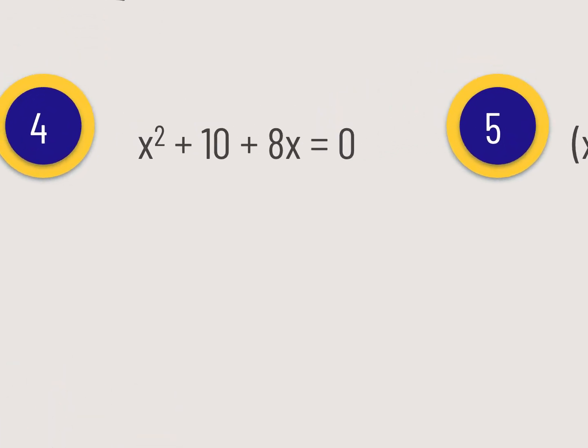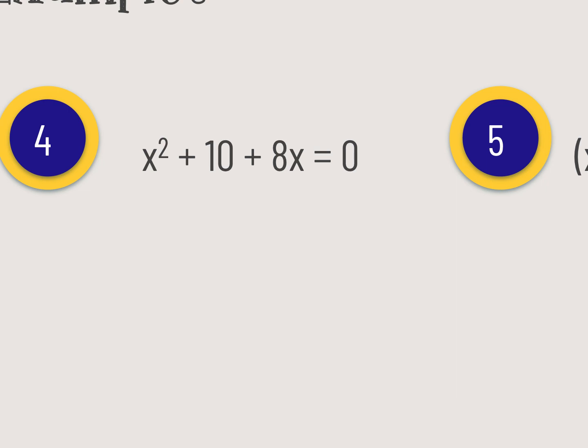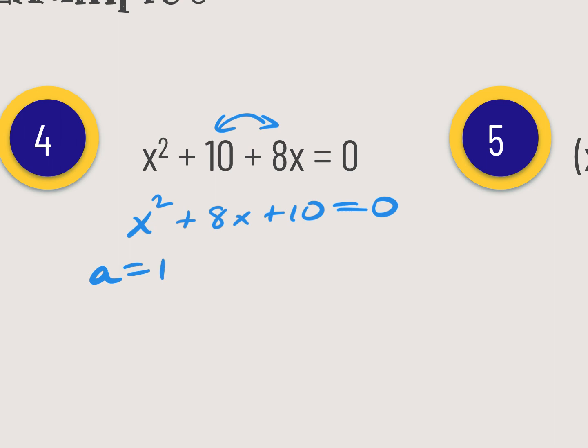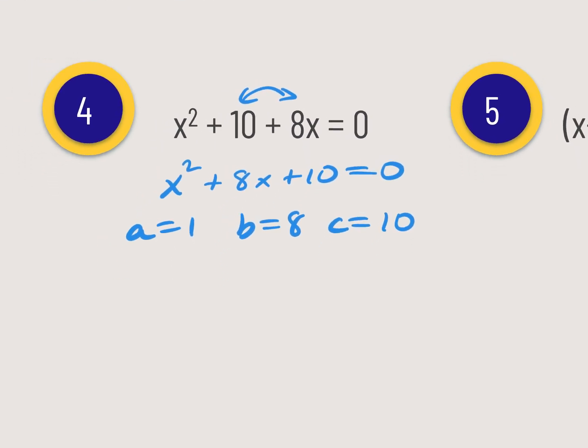First thing I need to do is make sure it's in standard form. Notice everything's equal to 0, but I need to switch these two. Otherwise, I'm going to be plugging in the wrong B and C. So in standard form, it's actually x squared plus 8x plus 10. I didn't do any kind of inverse operations. I just switched the order here. So my A is 1, my B is 8, and my C is 10. And now I plug it into the formula.